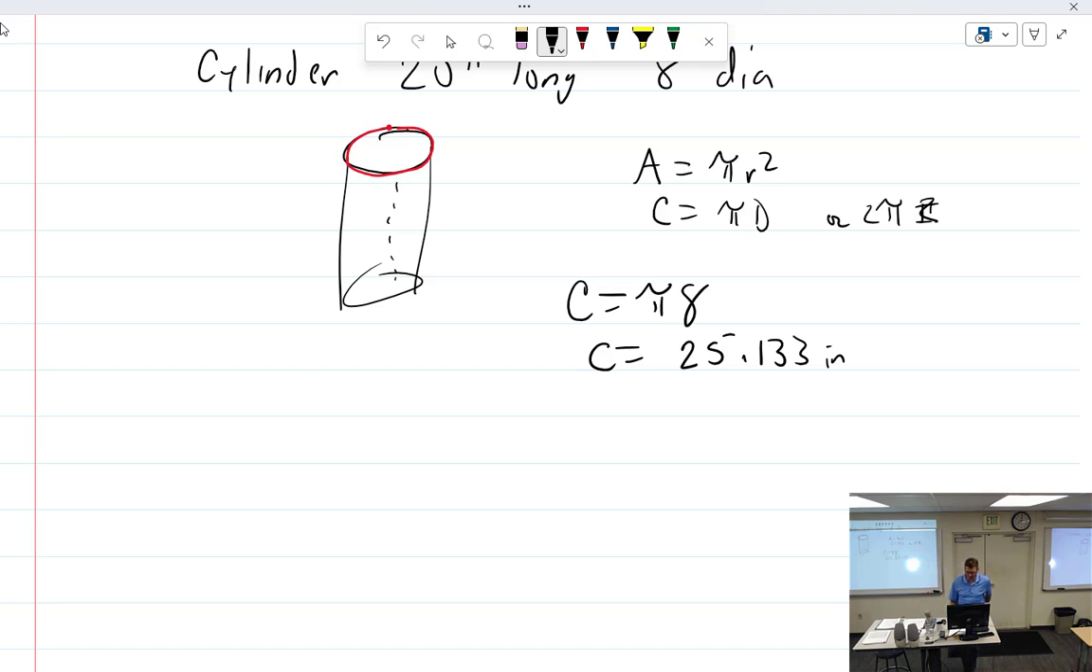And how tall will it be? 20 inches. They just told you that. So 25.133 times 20. Let me see.